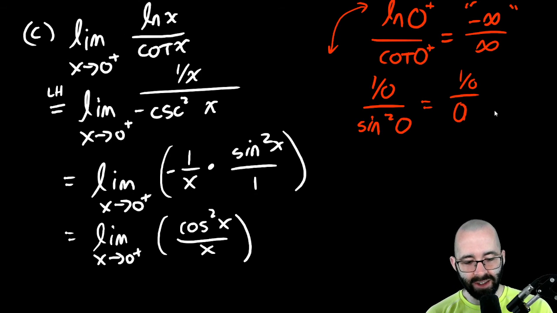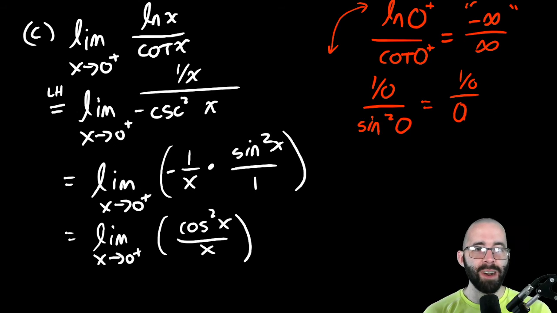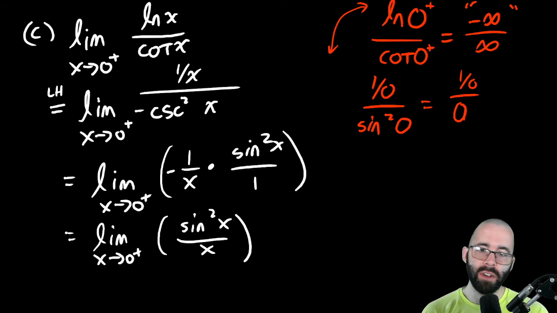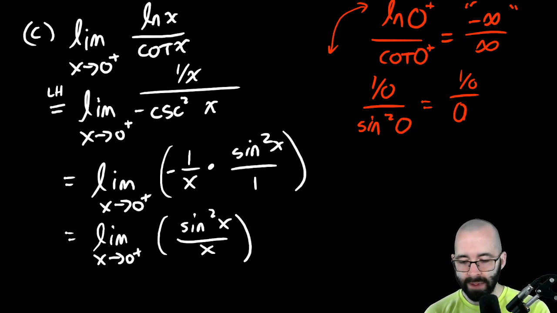All right, sine squared is 0. Yeah, this is still a problem. And then this down here is just going to be sine squared. Like so. 0 over 0, indeterminate form. Too bad.